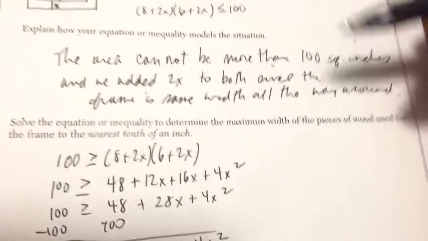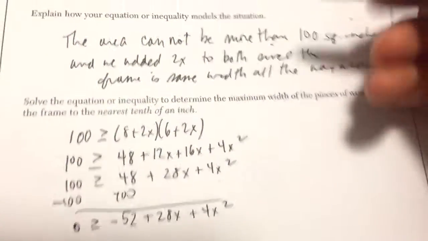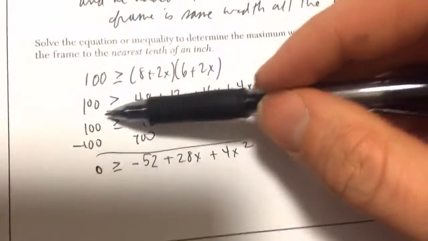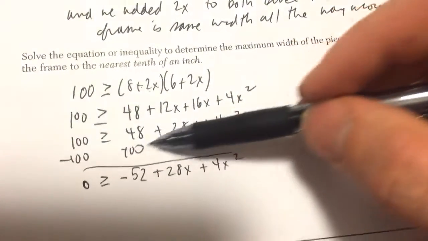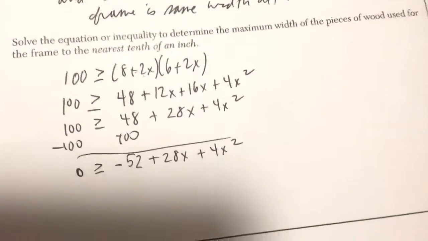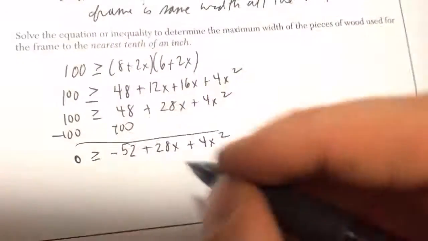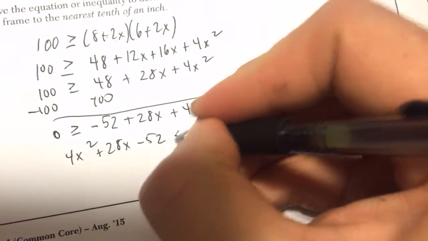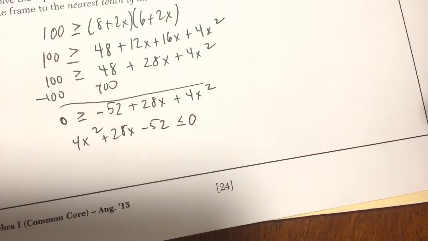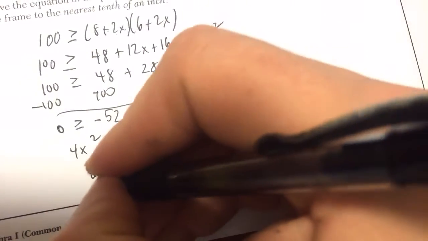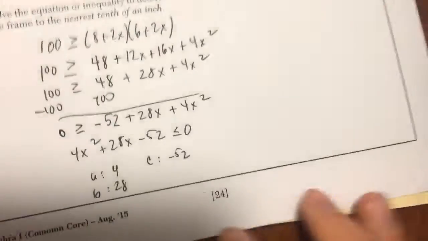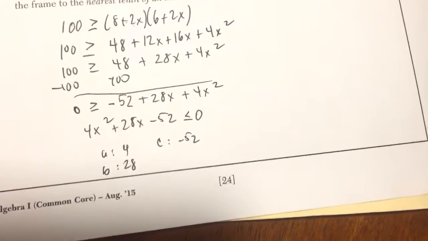Solve the equation to determine the width of the pieces of wood used for the frame. So what I do is I take that inequality, I FOIL, I expand, and then I bring this 100 over because I want it to be less than or equal to 0. So what I'm going to do is write it in a form that I'm more comfortable with. And then say A is 4, B is 28, and C is negative 52. And then I'm going to use the quadratic formula.